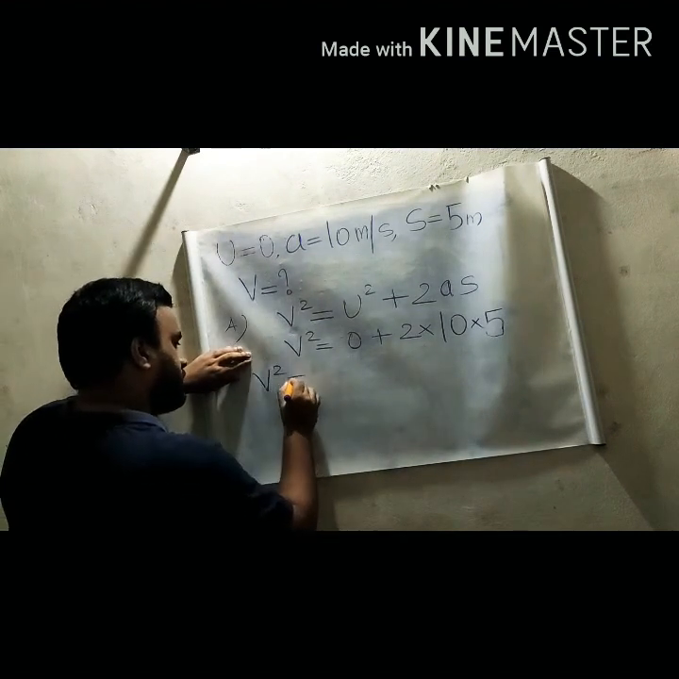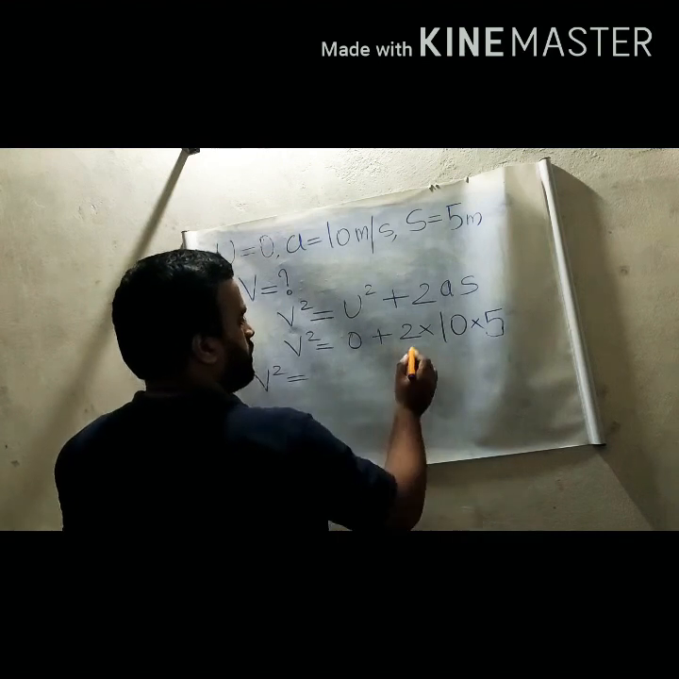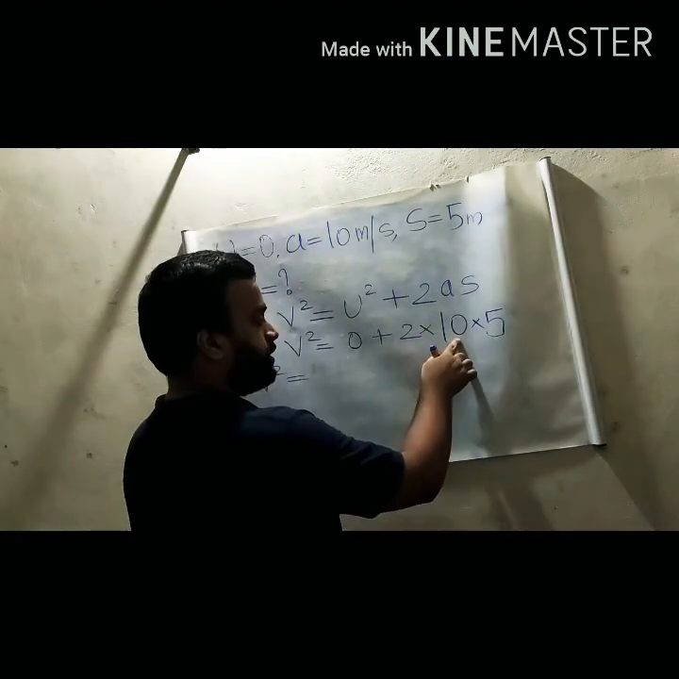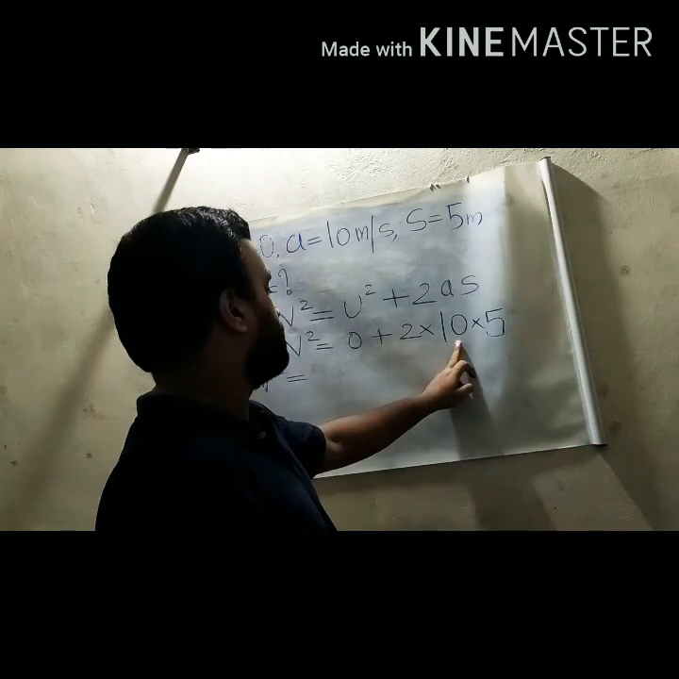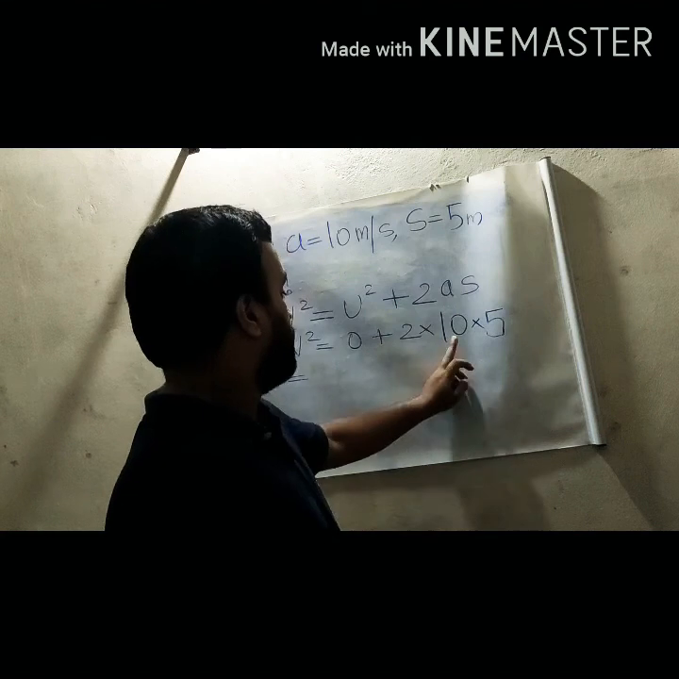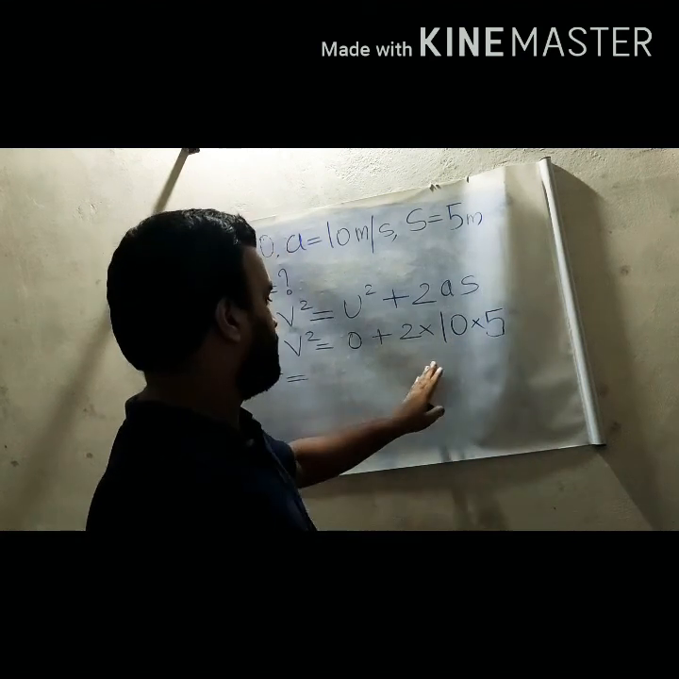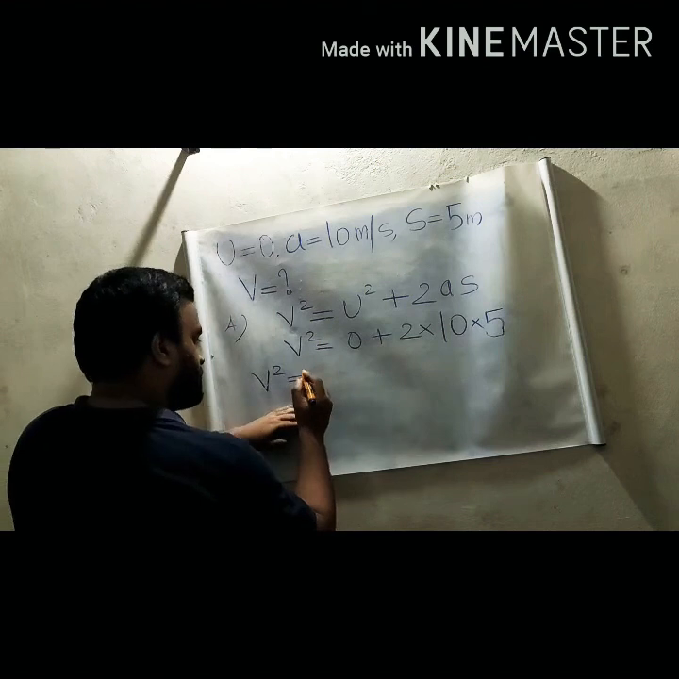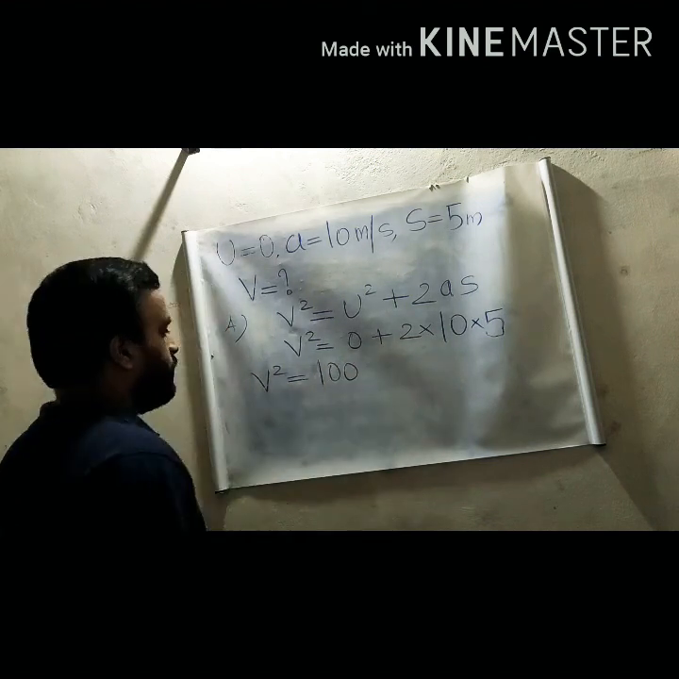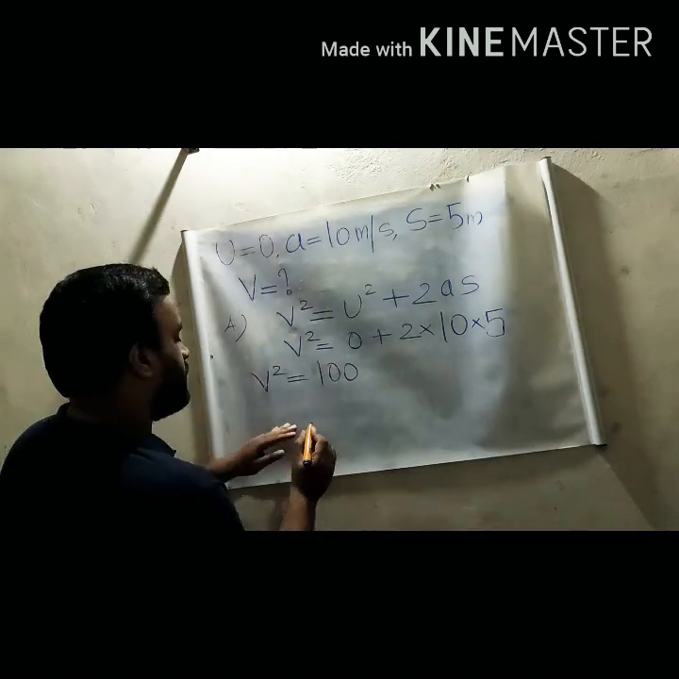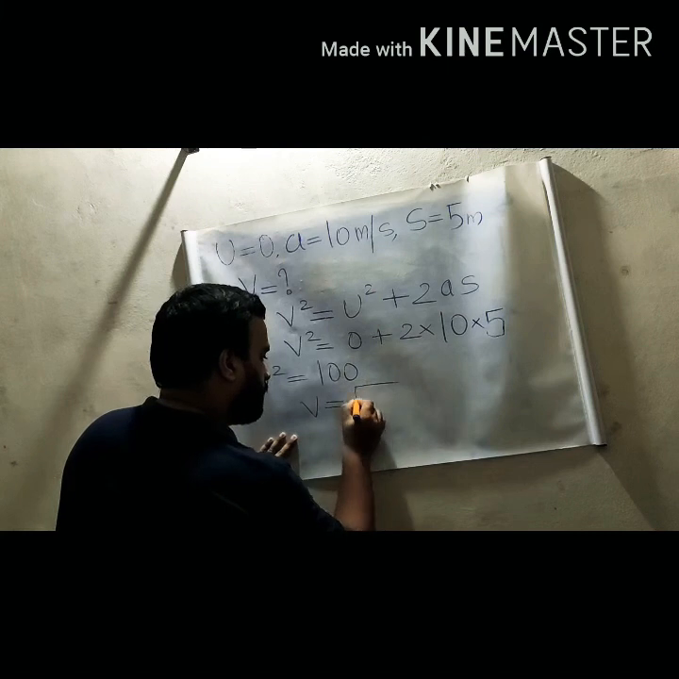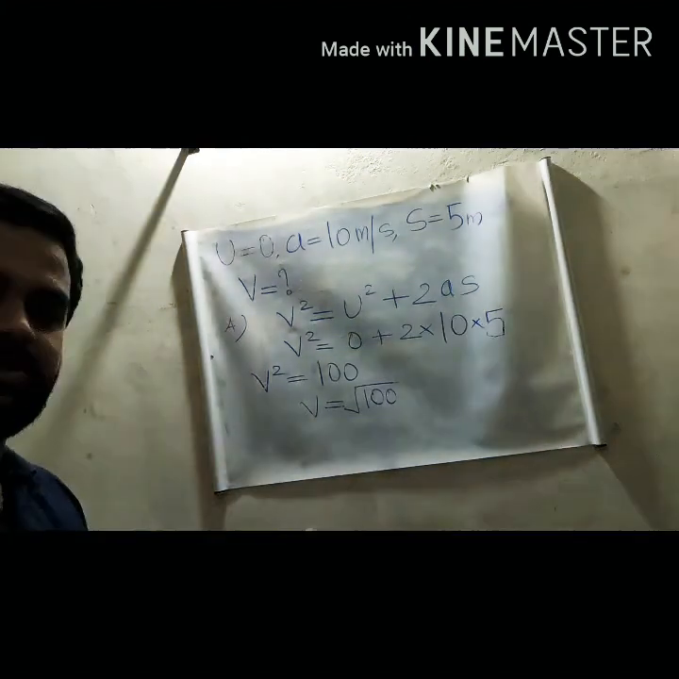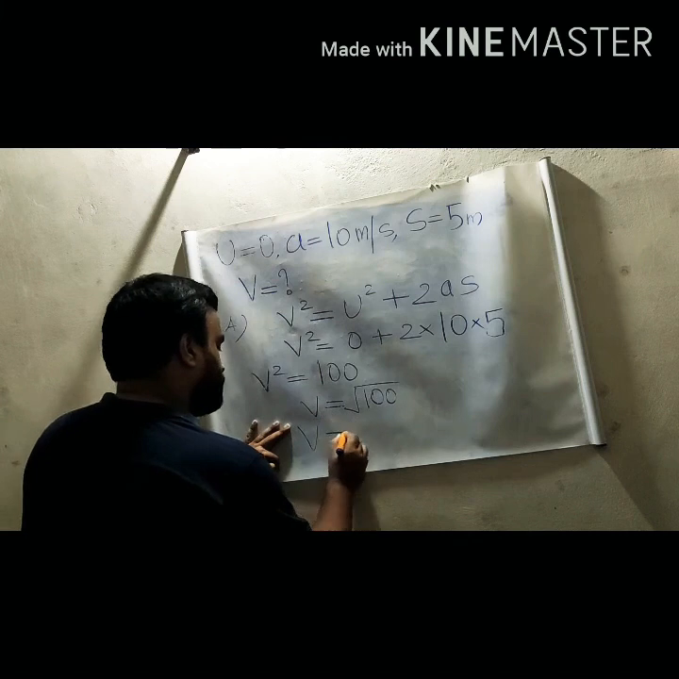So v square is equal to, first we do the multiplication part. 2 into 10 is 20, 20 into 5 is 100. 100 plus 0 is 100. So we got v square is equal to 100. We want to find v. V is equal to root of 100. What is root of 100? Root of 100 is 10. So v is equal to 10.